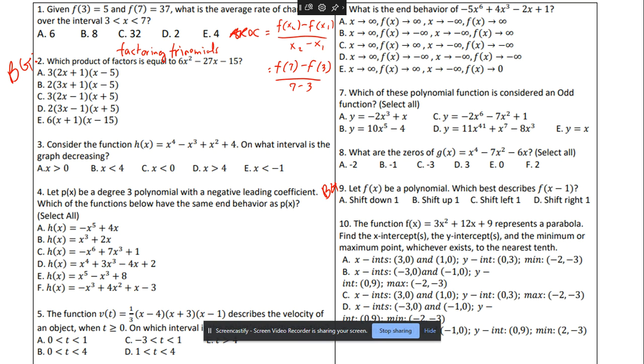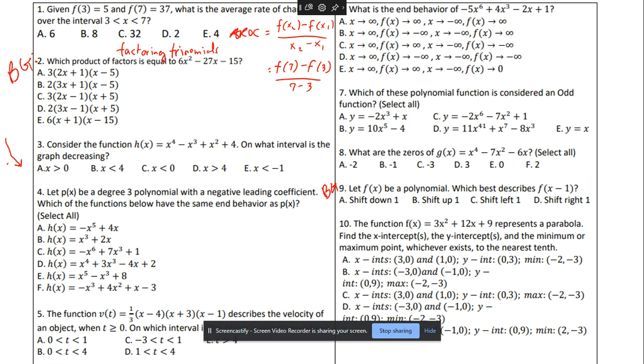Number 3, this is a graphing question. You're just looking for the interval where it's increasing. That means where is it going up? Decreasing is where is it going down as we read left to right? You can also double check your bell work from yesterday for a hint on that one as well.